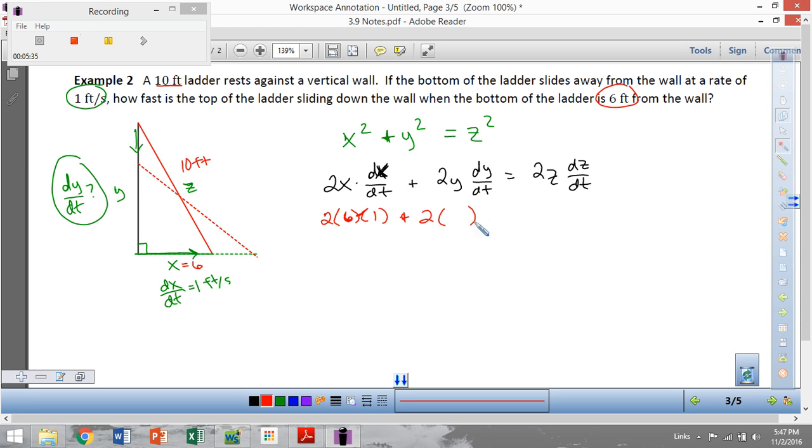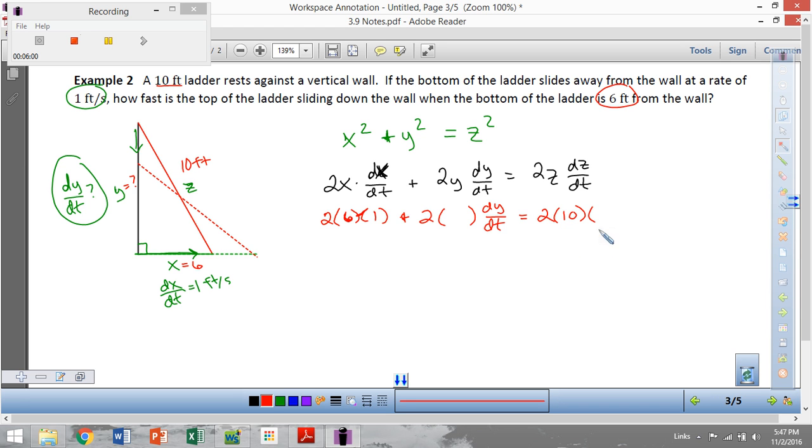For right now, I don't have y, right? It didn't give me, when x is 6, what is y? I don't know, so I've got to figure that out. But I can figure that out. And I'm trying to solve for dy/dt, so I know I don't have anything there. 2z is the length of the hypotenuse here, which is the length of the ladder, which is 10.